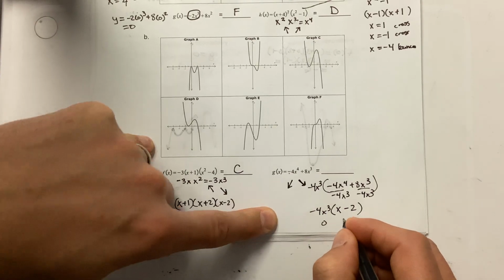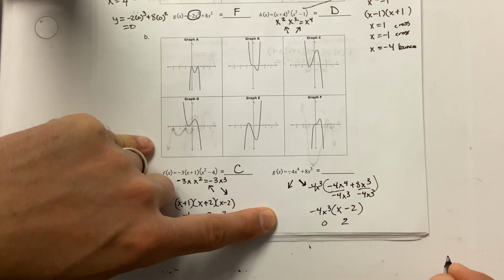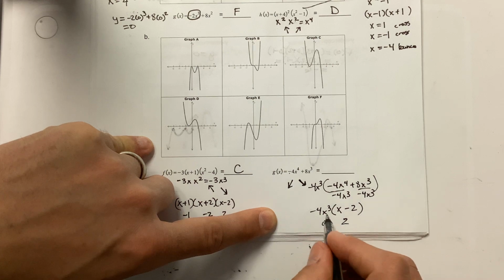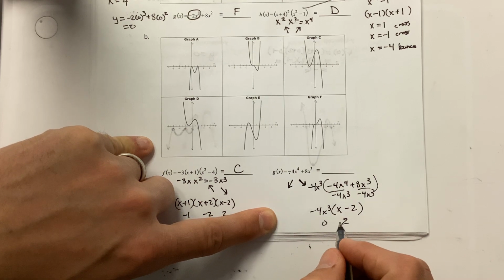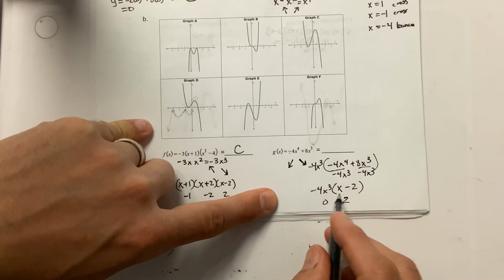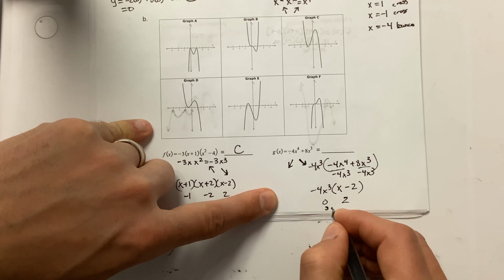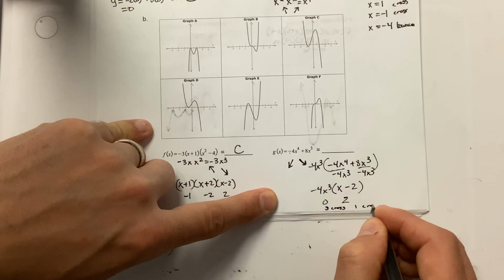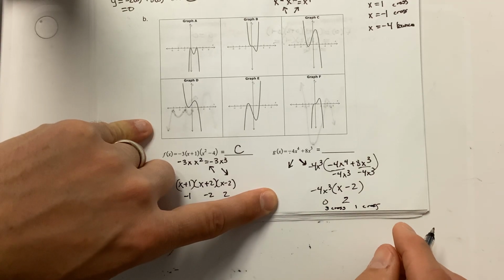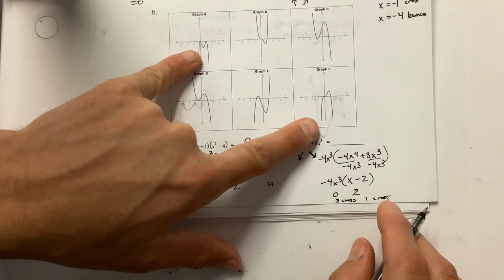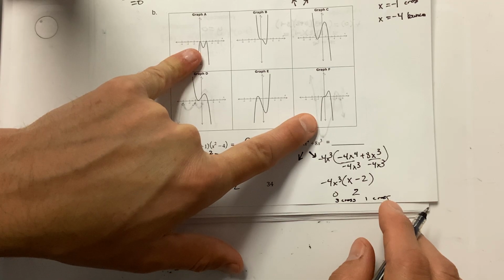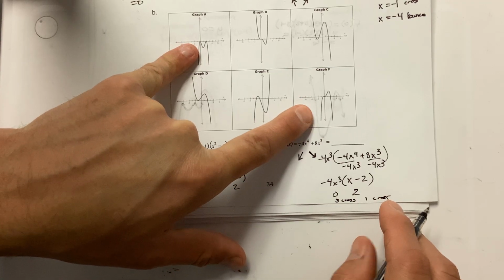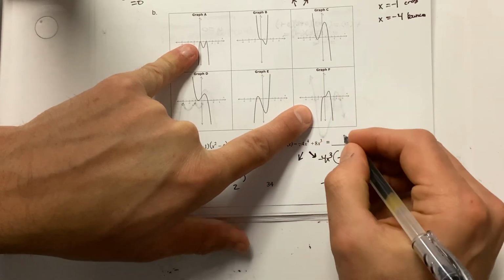So 0 and 2 are your solutions, and both of them have odd multiplicities. This has a multiplicity of 3, so it crosses. And this has a multiplicity of 1, so it crosses. So it's going to cross on both of them. So of A and F, which one has 2 crosses? F does.